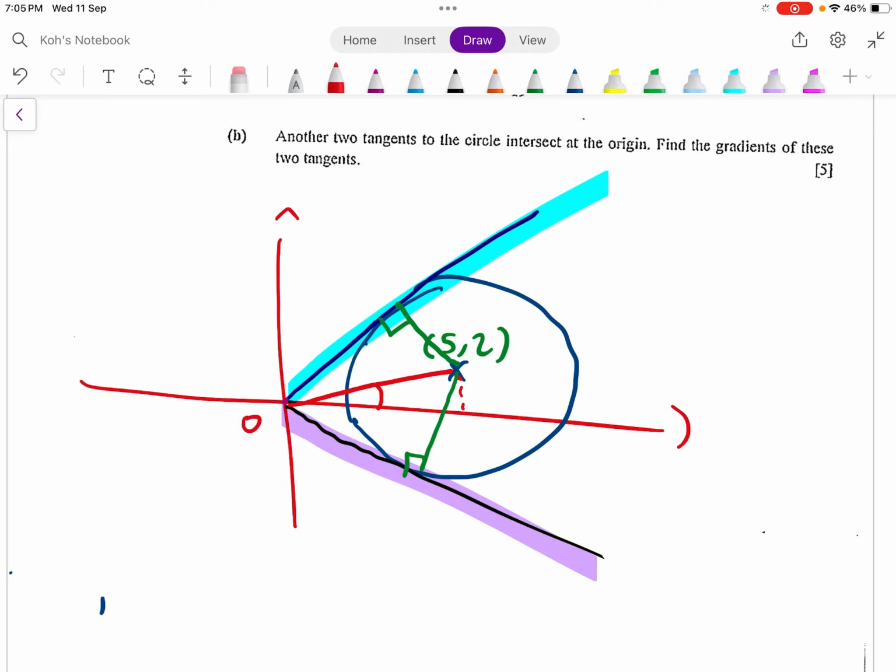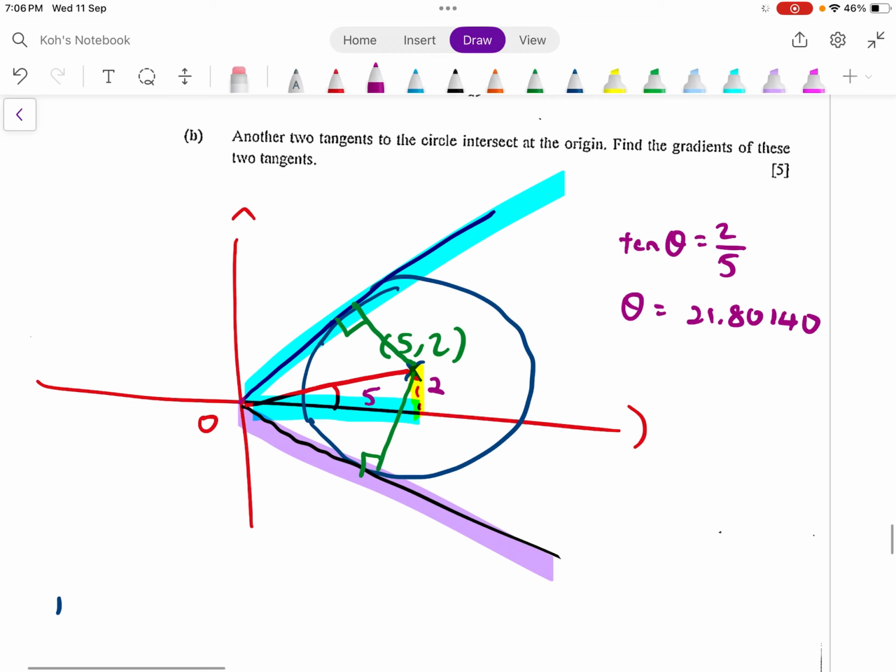Because apparently you can see this part is the 5. Then this vertical one is the 2. So you just use tan theta equals 2 over 5. So you do the calculation, of course you will get 2 divided by 5, about 21.80140949 degrees. Okay, so with this, I know what this angle is already.